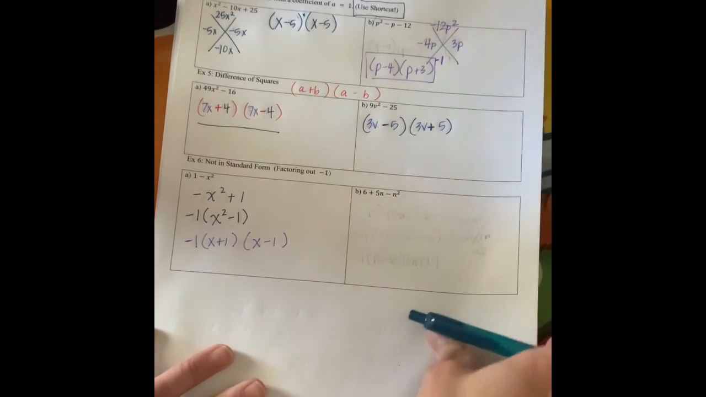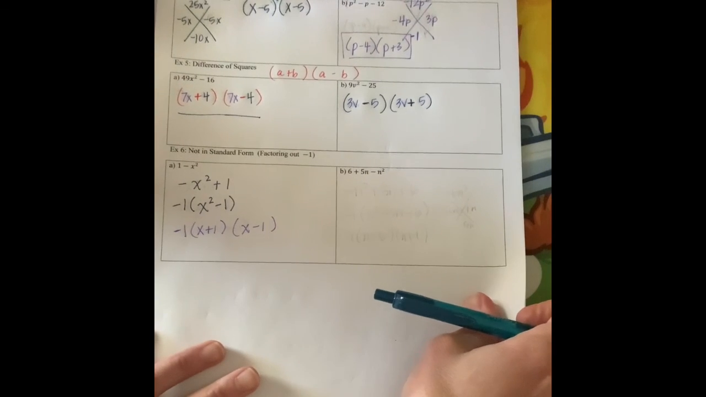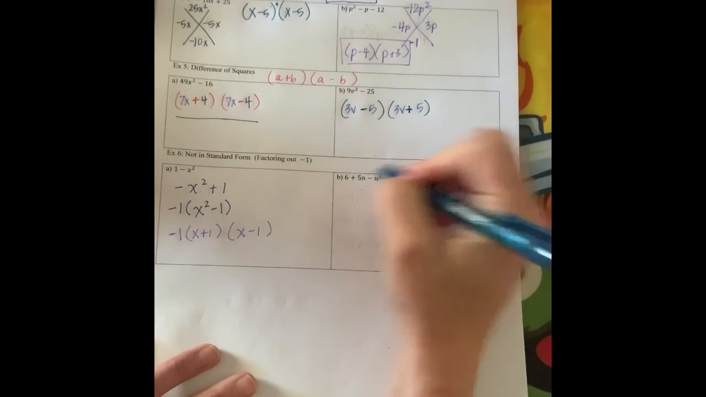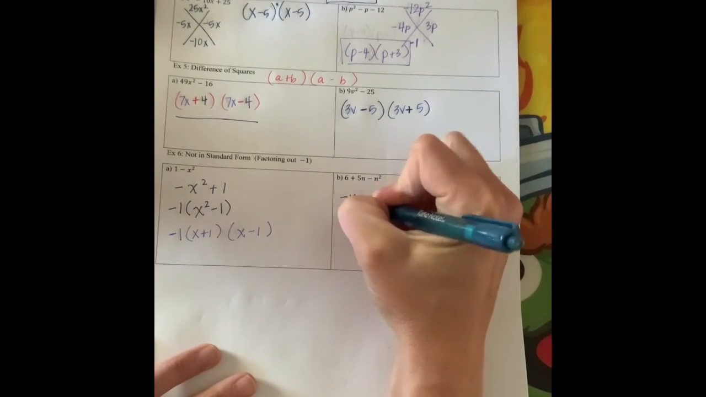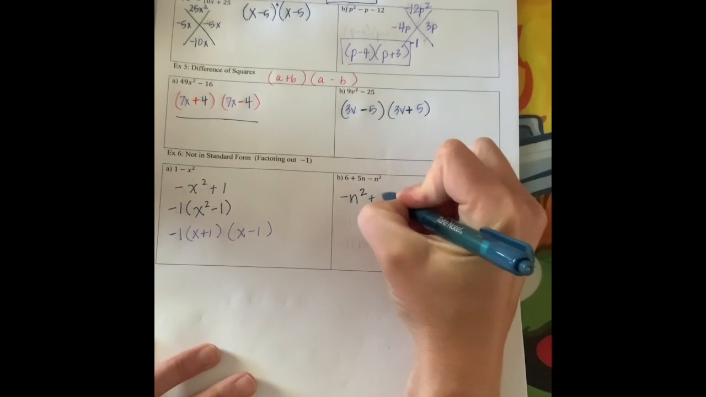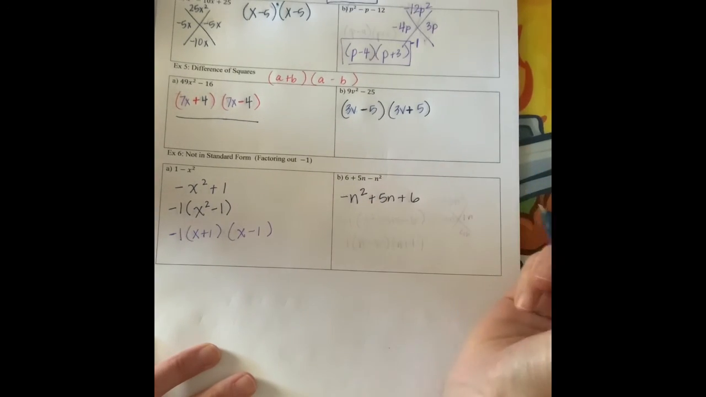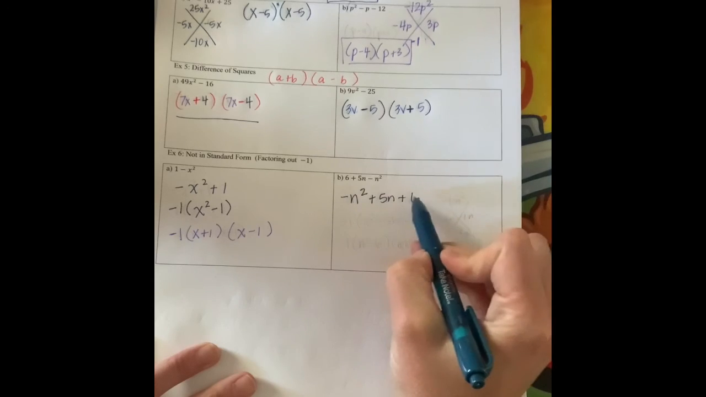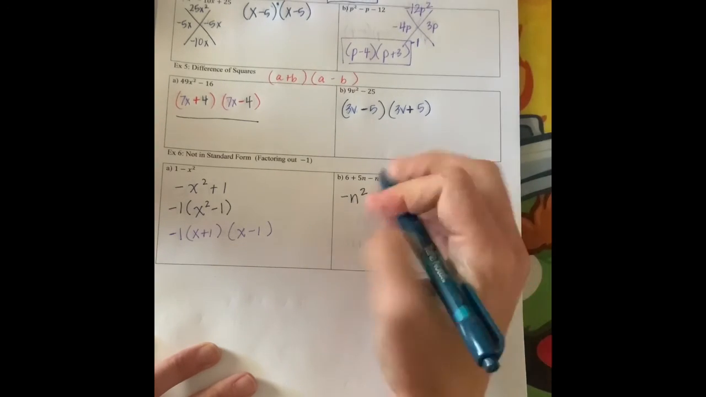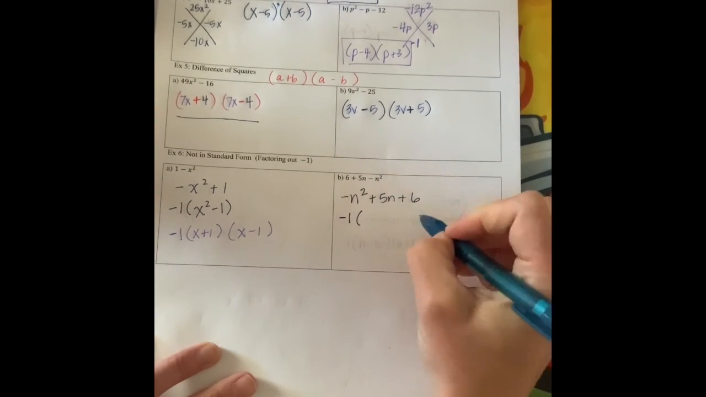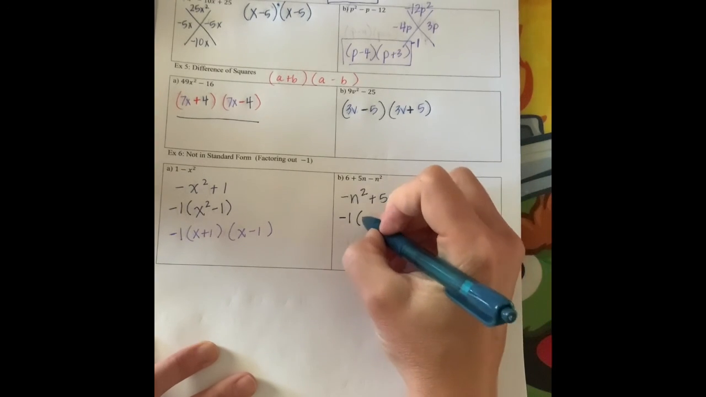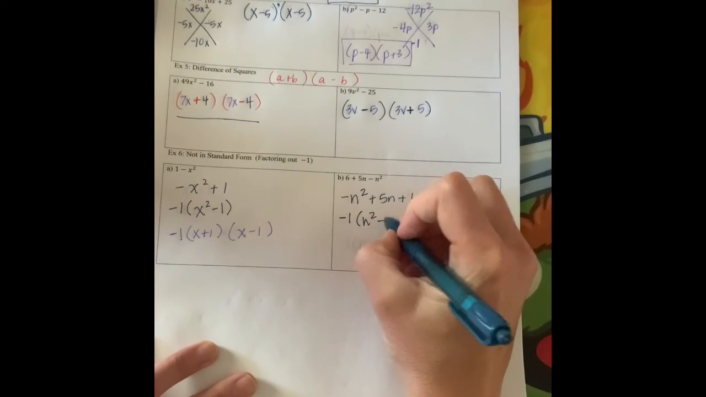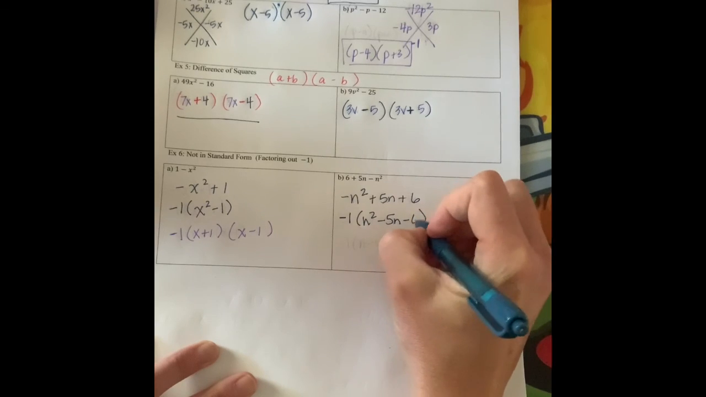If we rewrite example B in standard form, we want highest exponent to lowest, so this would actually be negative n squared plus 5n plus 6. So the only thing that I need to take out is I don't want that leading term to be negative, so I'm going to take out a negative 1 from all three terms. So it becomes n squared minus 5n minus 6.